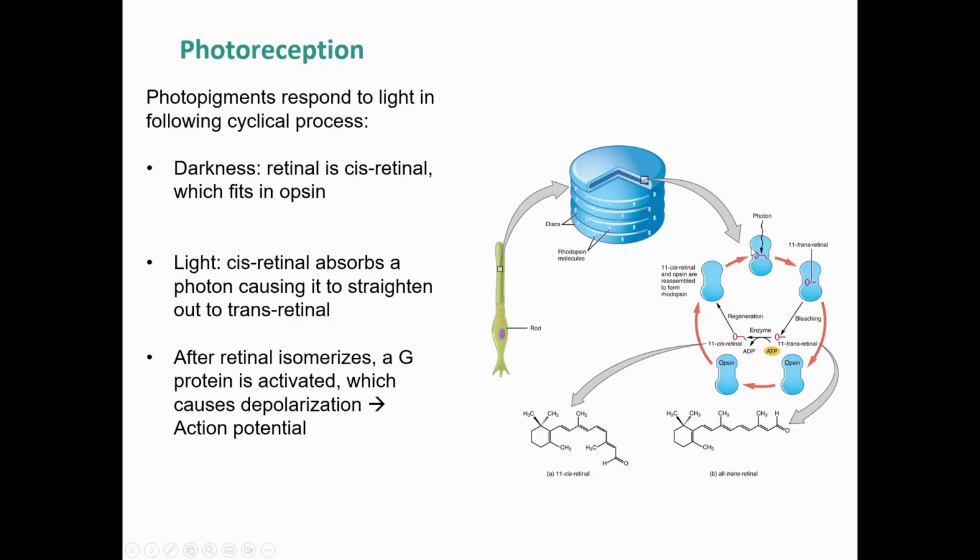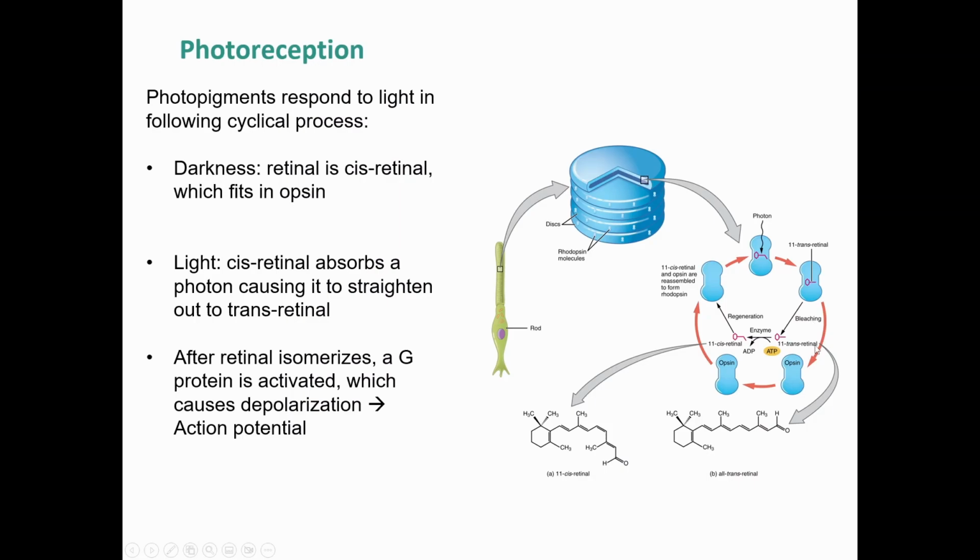Then we expose the rod to light. When we do that, the retinal will absorb the photon and it's going to go from this little bend to straight. It straightens out to what's called trans-retinal. When that happens, a G protein gets activated.